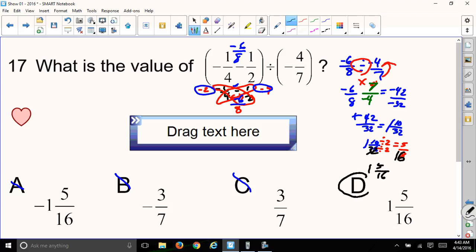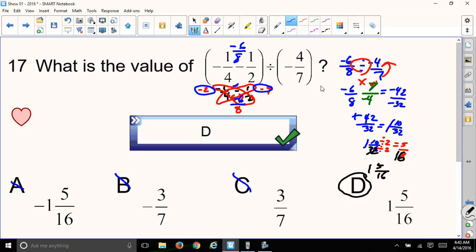So again, I know my answer's got to be D. So I did the work just in case. So let's grab the letter D, and there we are. We are correct. So that was a great question. A lot of work to do without a calculator. So sometimes you're not going to have a calculator, and you have to know how to do it by hand, how to handle it.